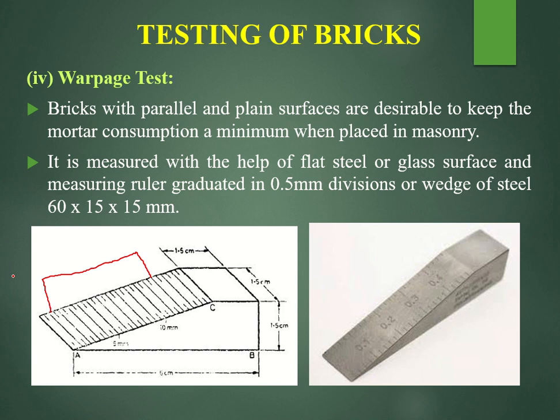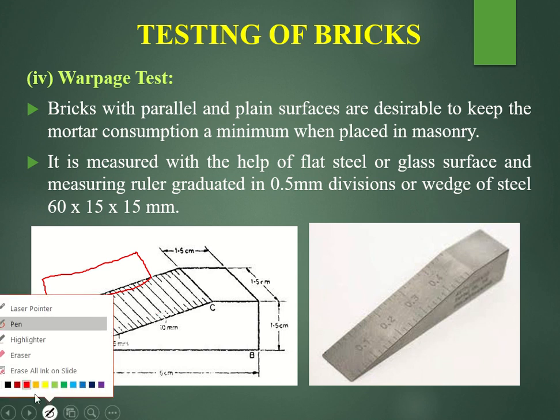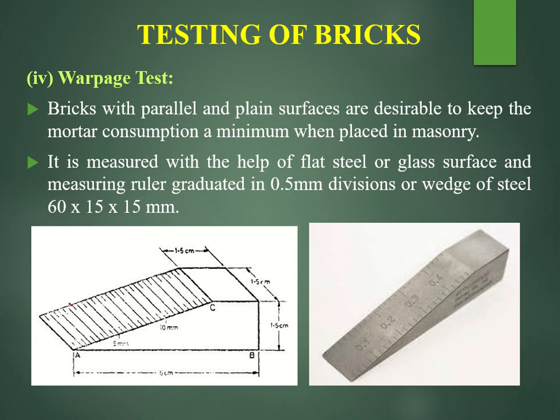So the flat surface of the brick will be placed along the surface of the steel wedge like this, as shown in the figure, and we will try to check the deviation. Means, for example, if you are placing the brick here like this, if the side of the brick and your steel wedge are almost parallel to each other, then obviously it's a good brick.